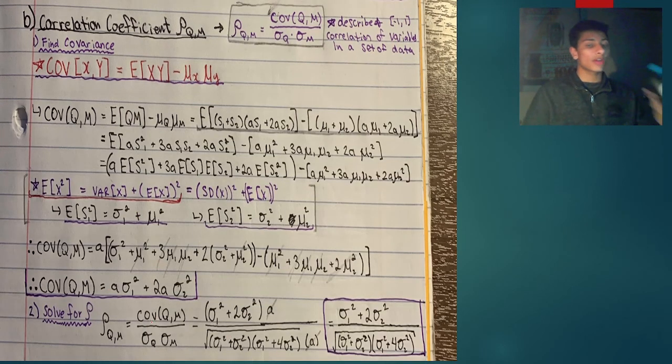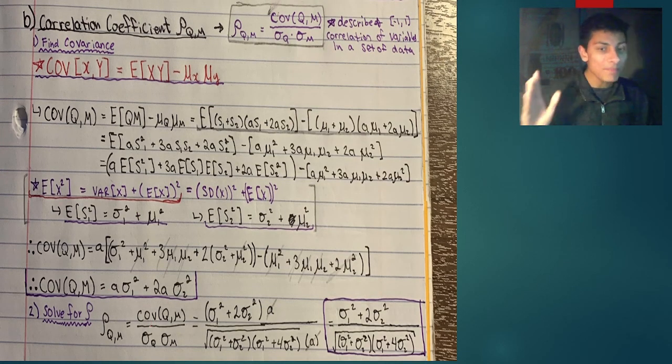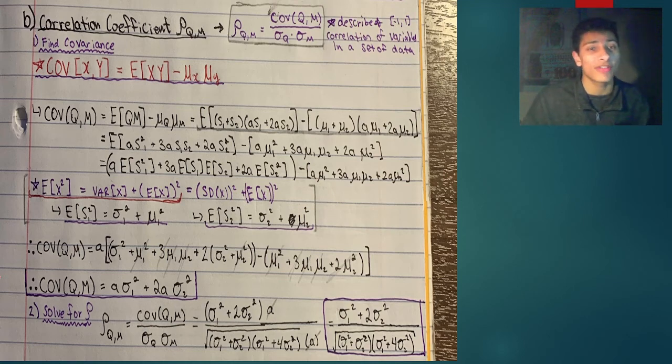So moving on, we have our covariance. That is going to be the hard part of this problem. Now to find the correlation coefficient, we can plug this value of our covariance into our equation for rho, and we can solve for our correlation coefficient. It is asking us for the standard deviation product of Q and M, which we had solved for their variances.